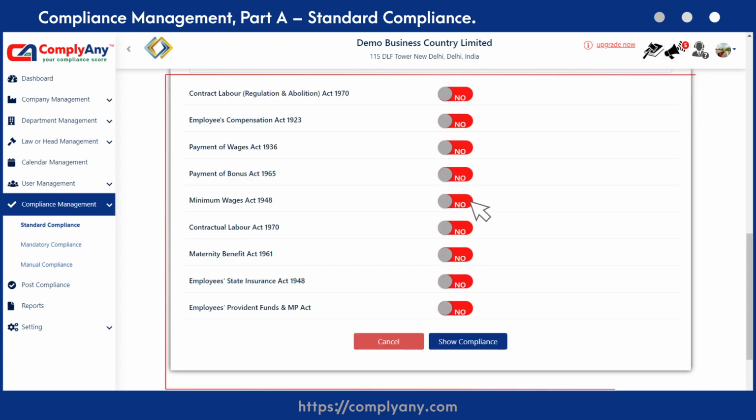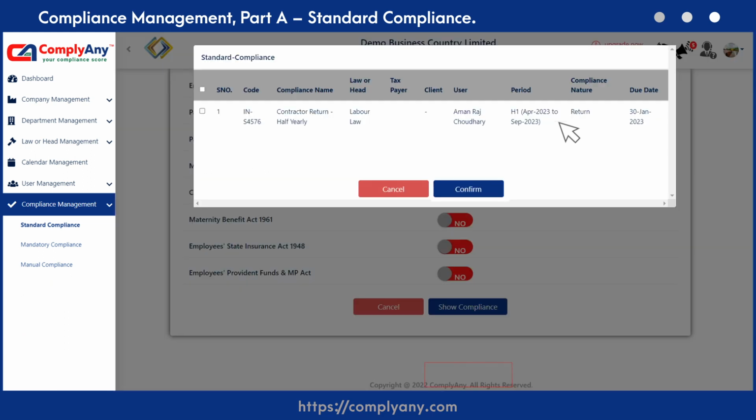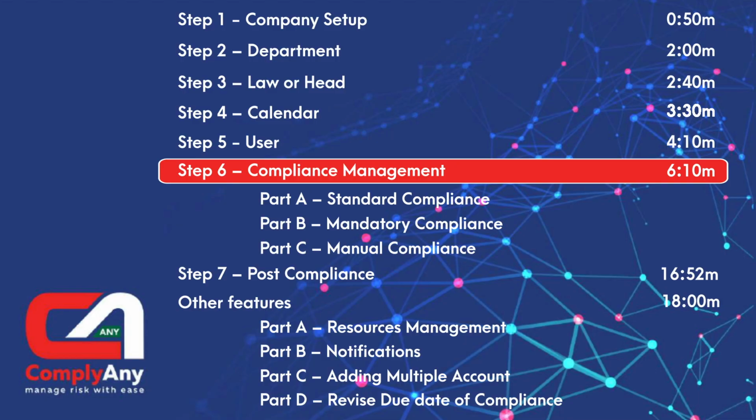Select Parameters, select Law, Taxpayer Type. Click Show Compliances, review compliances, select and confirm. Industry-specific compliance. Step 6. Compliance Management.